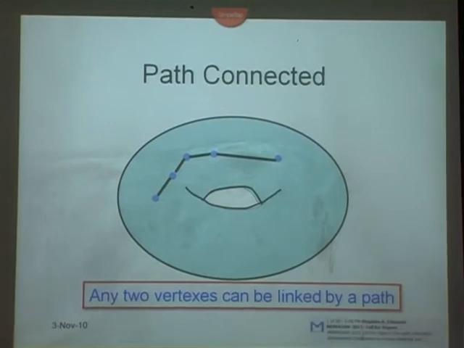So all we want to say here is that a simplex is path connected if I can take any two vertexes and link them with a path.